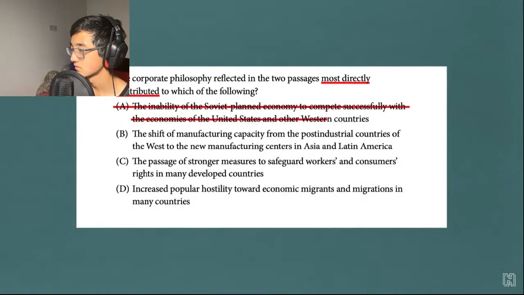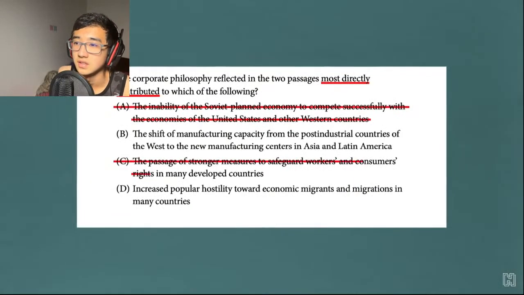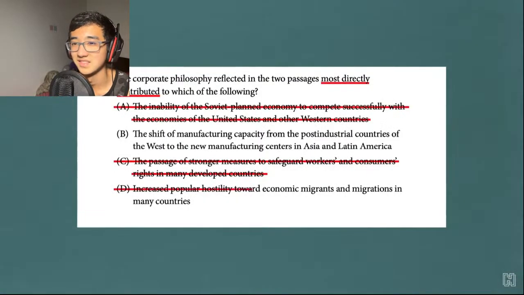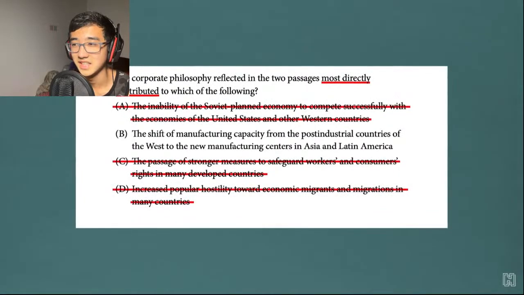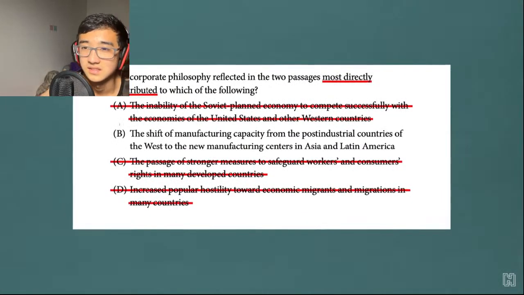Is it the passage of stronger measures to safeguard workers and consumers' rights in many developed countries? No, that sounds like regulation to me, and what they are wanting is deregulation. Is it increased popular hostility toward economic migrants and migrations in many countries? If you're not under the pressure of an exam, you're going to look at that and say, what? That's totally irrelevant. Or is it the shift of manufacturing capacity from the post-industrial countries of the West to new manufacturing centers in Asia and Latin America? And yes, that's the answer.